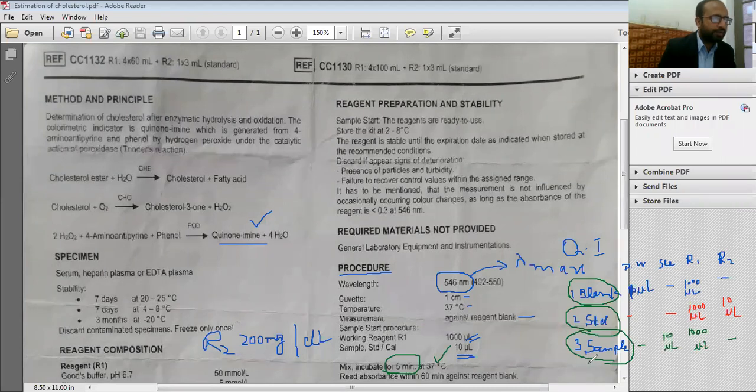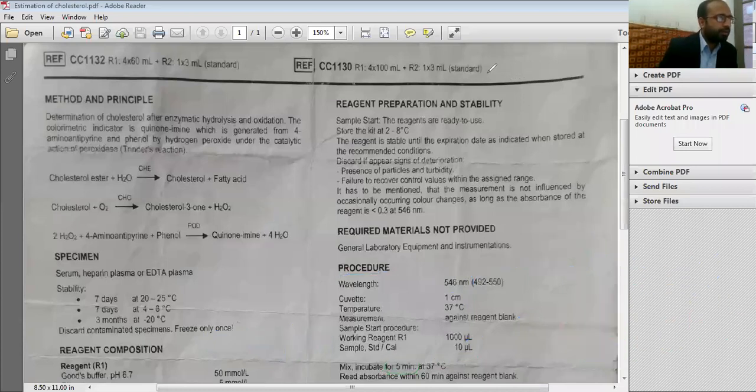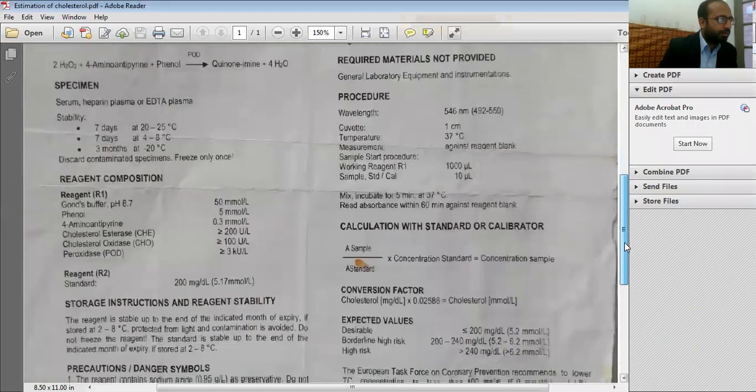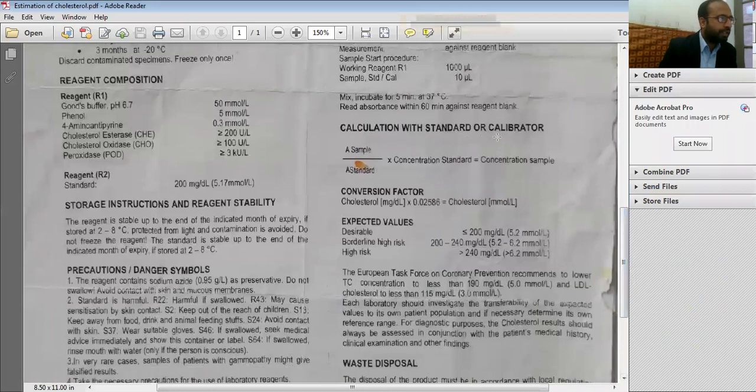Now you have three absorbances: absorbance of blank, absorbance of standard, absorbance of sample. Now you need to turn off the spectrophotometer and use the formula for estimation of cholesterol in your given sample solution. Now, calculation with the standard. How will you calculate the concentration of cholesterol? Here we have the formula. This is the concentration of the sample, the sample cholesterol concentration.